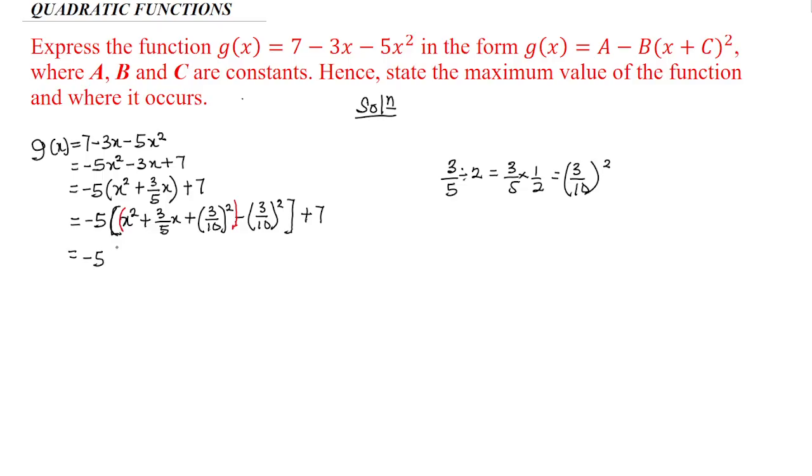I have negative 5, then x plus 3 out of 10 all squared. Then I can now expand what I have here, which is negative 9 out of 100, then plus 7. So I'm going to use the negative 5 to expand what I have in the bracket, all right? So negative 5 times this gives me negative 5 x plus 3 out of 10 all squared. Then negative 5 times this gives me positive 9 out of 20, then plus 7.